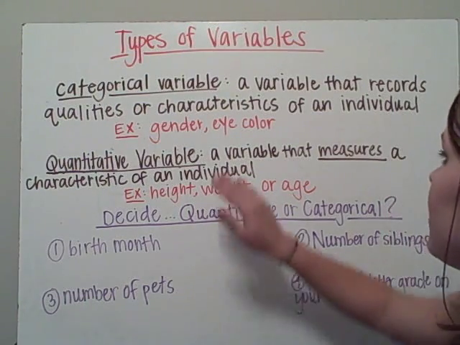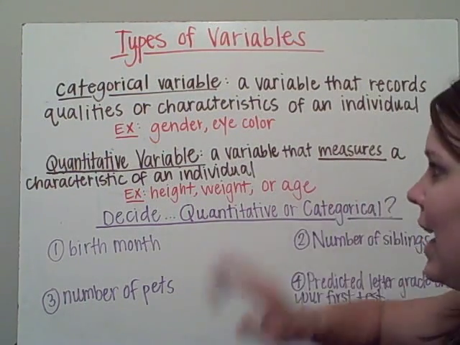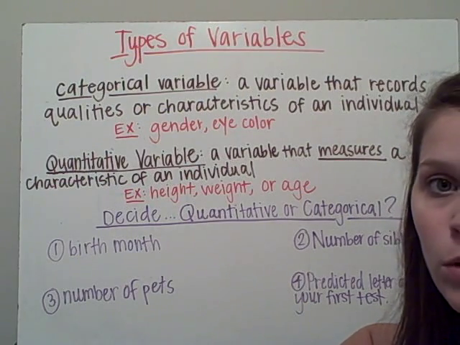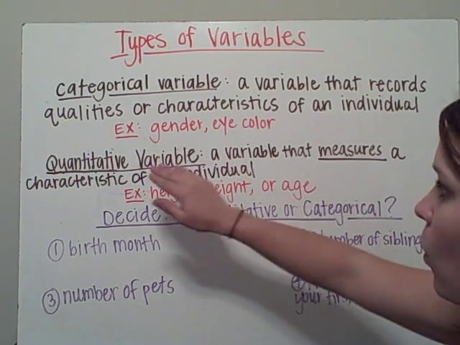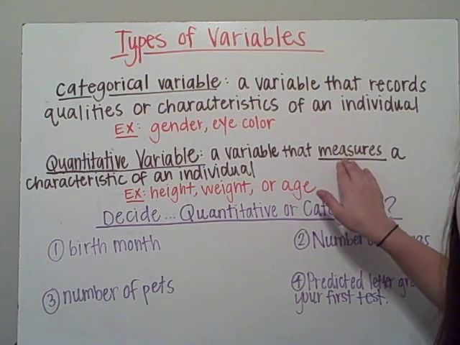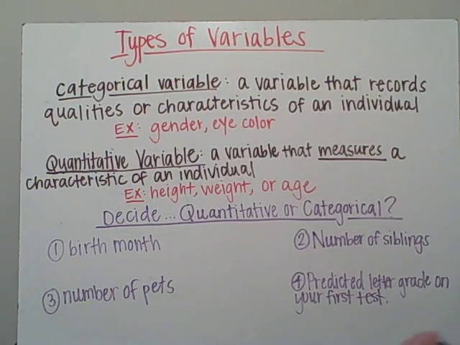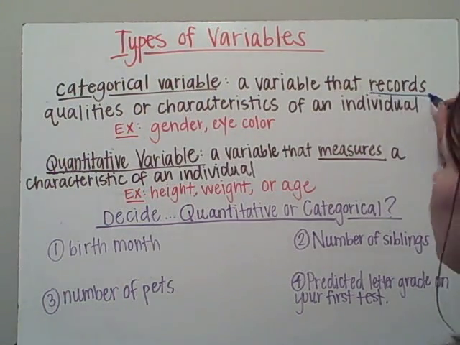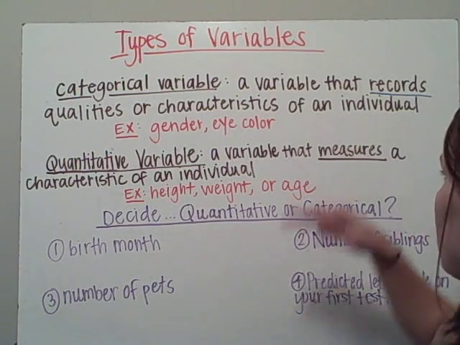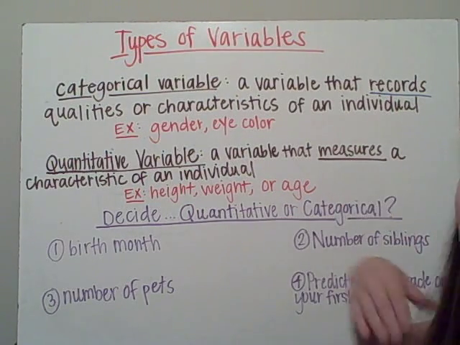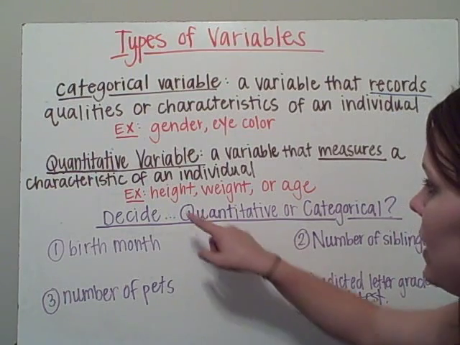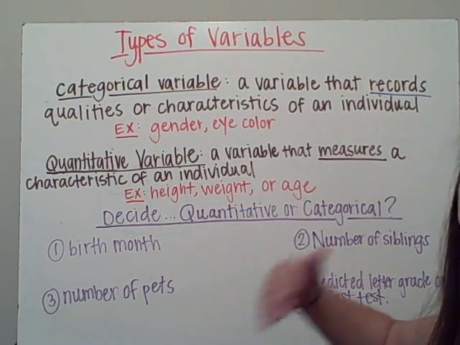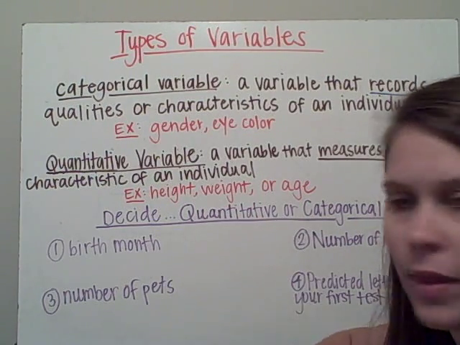Quantitative is a variable that measures a characteristic of an individual. So if you notice, quantitative is able to measure, categorical is able to record the characteristic. So quantitative, being able to measure the characteristic, would be things like height, weight, or age. It's a number. You can measure that.